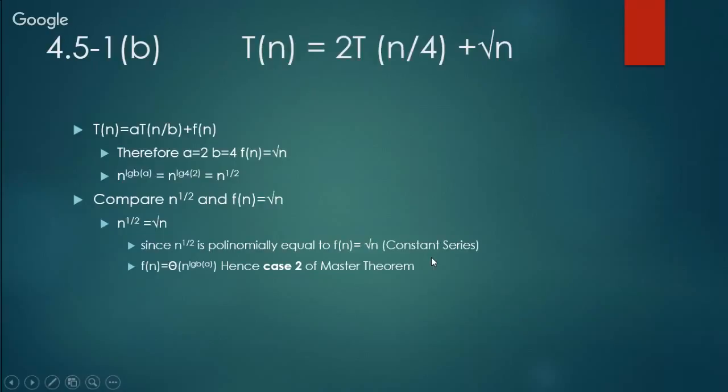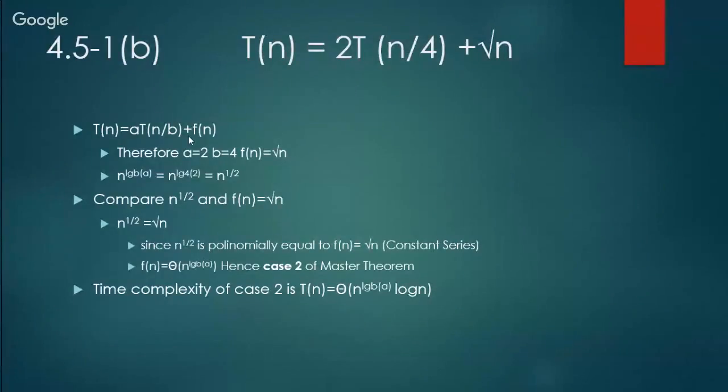At this point, we plug in the time complexity of case 2, which is theta of n to the power log base b of a times log n. Our final answer will be theta of square root of n log n.